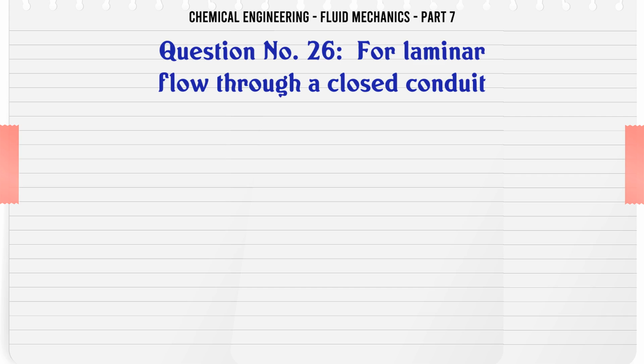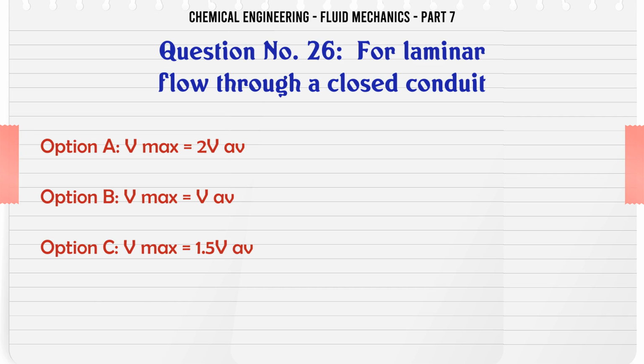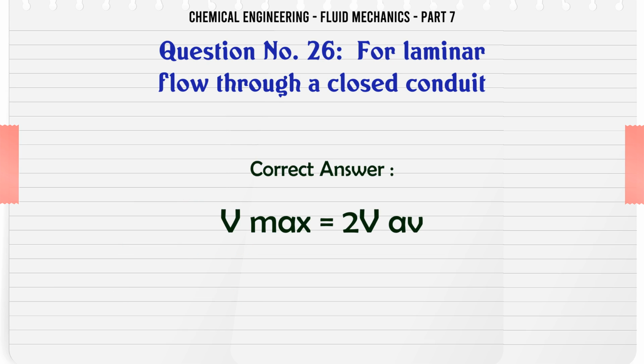For laminar flow through a closed conduit, A. Vmax = 2 Vav, B. Vmax = Vav, C. Vmax = 1.5 Vav, D. Vmax = 0.5 Vav. The correct answer is Vmax = 2 Vav.